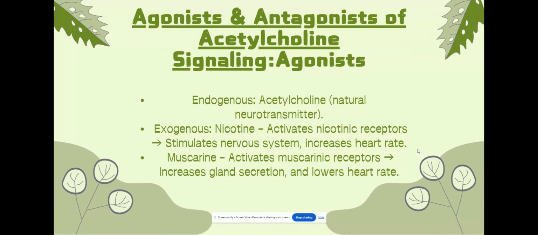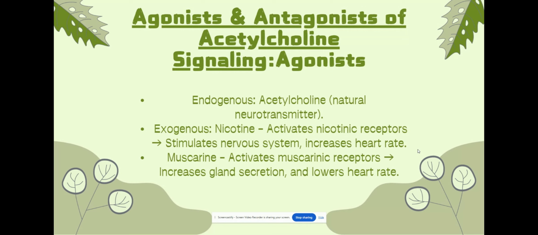Agonists and antagonists of the acetylcholine signaling pathway. To begin, agonists are substances that activate receptors to produce a biological response. In the case of acetylcholine, we have both endogenous and exogenous agonists. Endogenous agonist acetylcholine is the natural neurotransmitter for both nicotinic and muscarinic receptors. It plays a key role in muscle activation, autonomic nervous system function, and brain signaling.